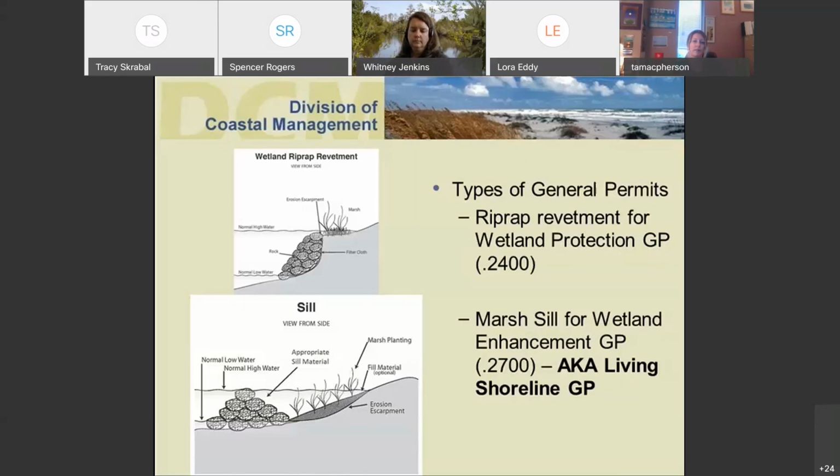The second is the marsh sill, which we call the living shoreline general permit, and that is called general permit 2700. And we've seen lots of different examples of these. The thing to note in this photo is that the oyster bag sill is placed waterward of the area we want to enhance. Planting can be done landward of this area, but if any type of fill is proposed at all, then you are automatically looking at a major permit review for that type of development.